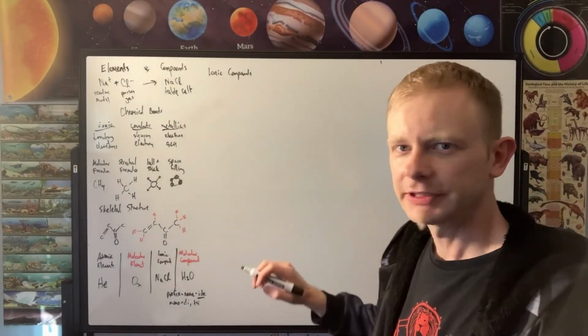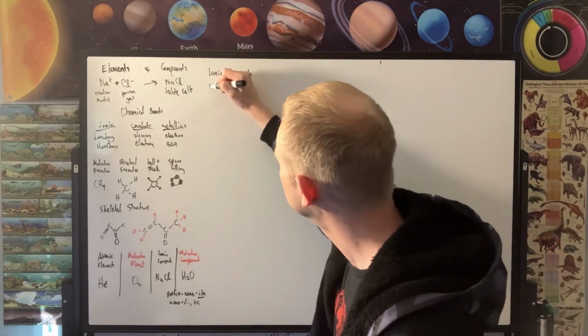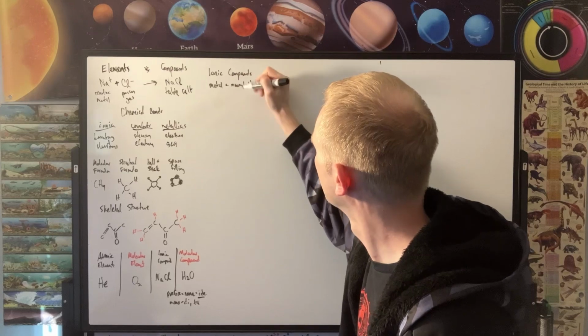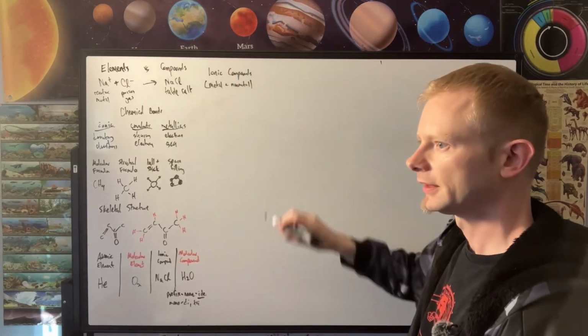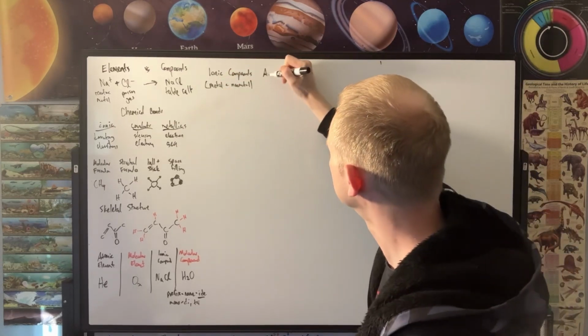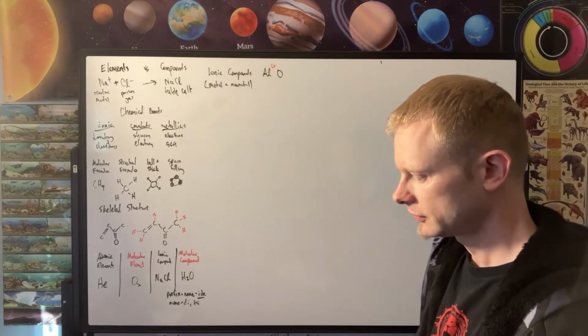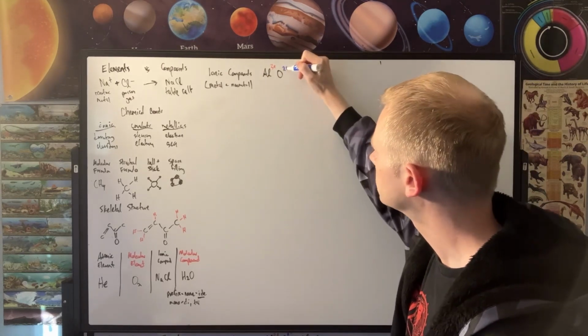Ionic compounds are pretty easy to put together. You're going to need to have a metal and a non-metal. So you would have something like aluminum and oxygen. The key is to remember that aluminum has a 3+ charge, and oxygen has a 2- charge.